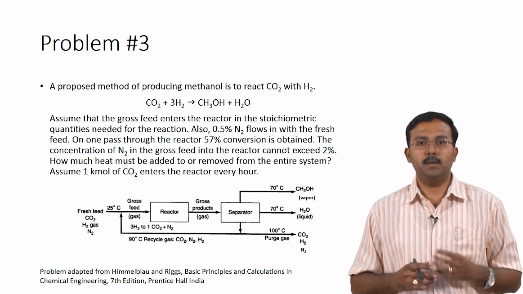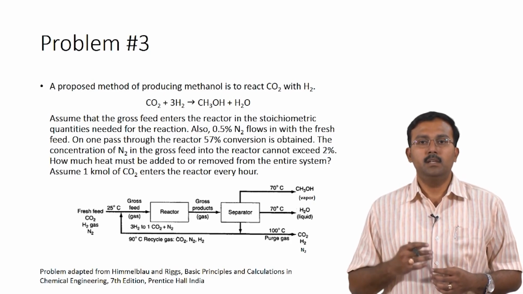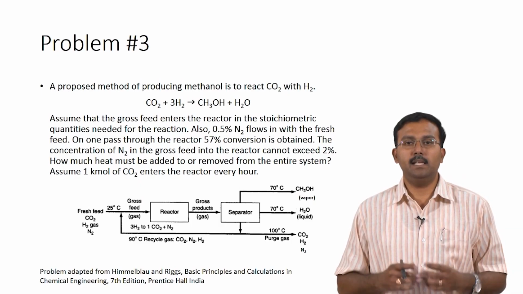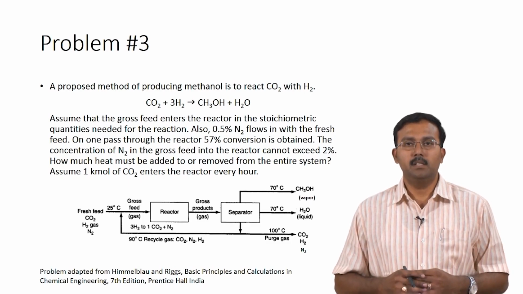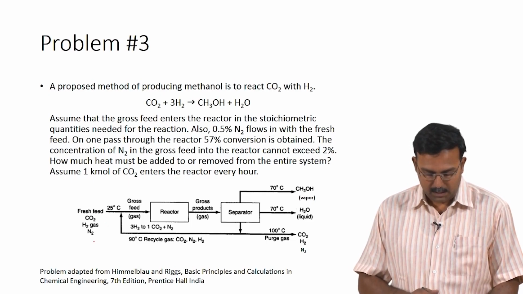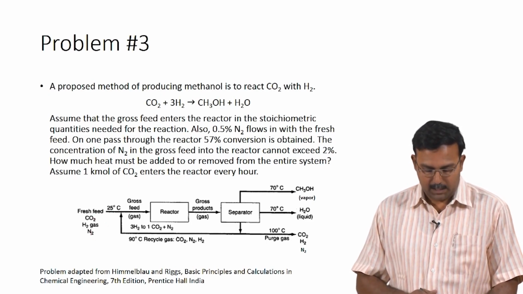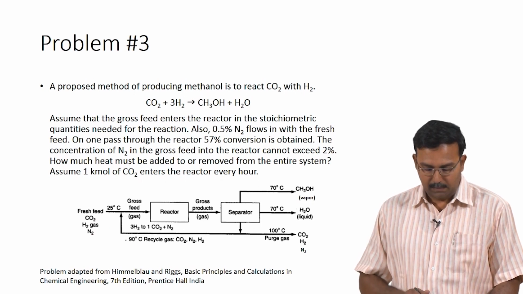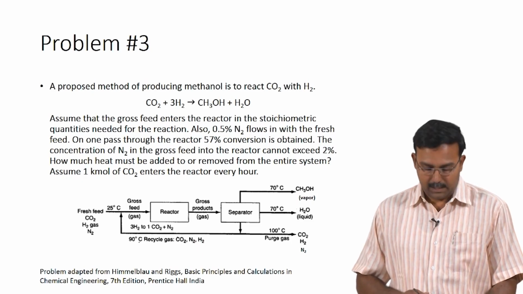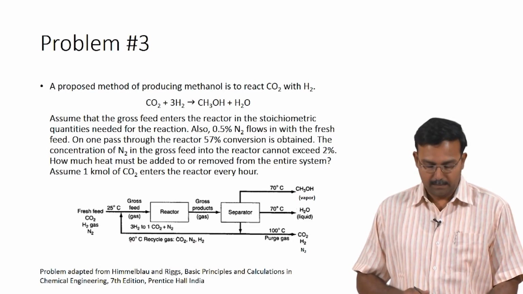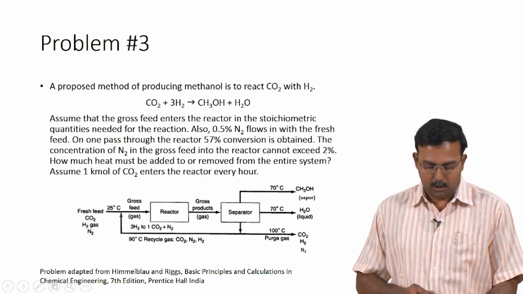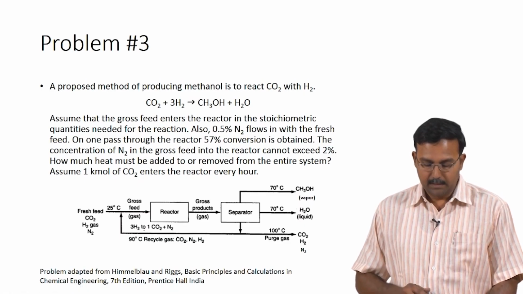How much heat must be added or removed from the system given here? Assume 1 kilomole of carbon dioxide enters the reactor every hour. So, here is the flow chart. You have a fresh feed which is coming in at 25 degrees Celsius containing carbon dioxide, hydrogen and nitrogen. It is getting mixed with a recycle feed which again contains carbon dioxide, nitrogen and hydrogen. However, this recycled gas is at 90 degrees Celsius, and here you end up having a gross feed which would contain carbon dioxide and nitrogen and hydrogen.